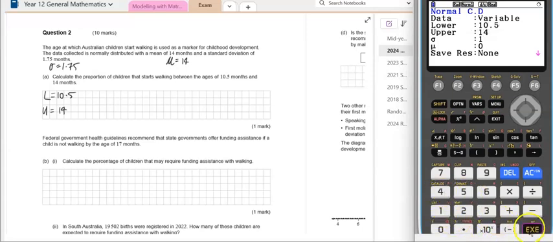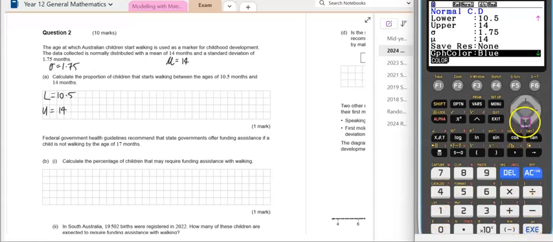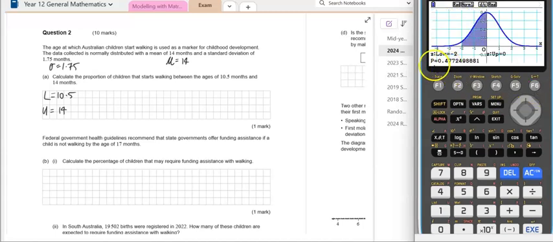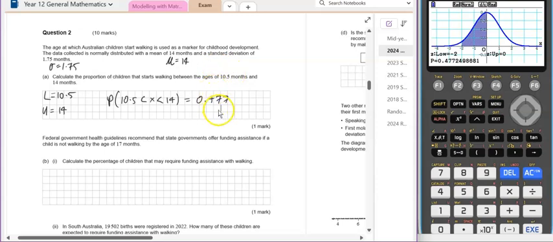The standard deviation is 1.75, taken straight from the information we were given at the start of the question, and the mean is 14. So toggle down, and you should be able to calculate that value. I like to see it visually, so I always click on draw, and it gives you the answer here as well. So the proportion of children that start walking between the ages of 10.5 and 14 months is 0.477 or 47.7%. Either of those values would be accepted.